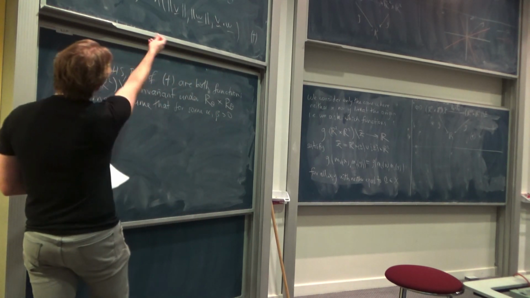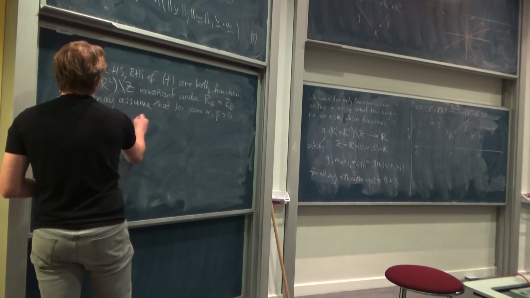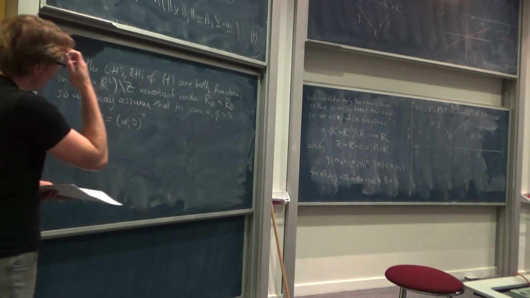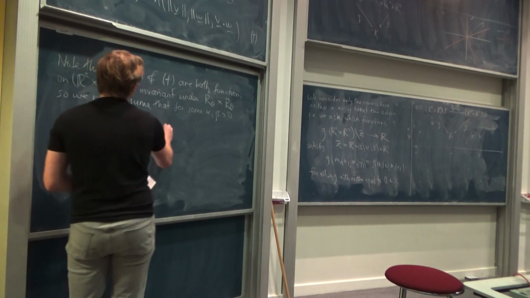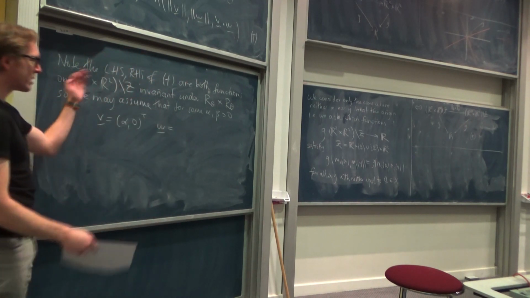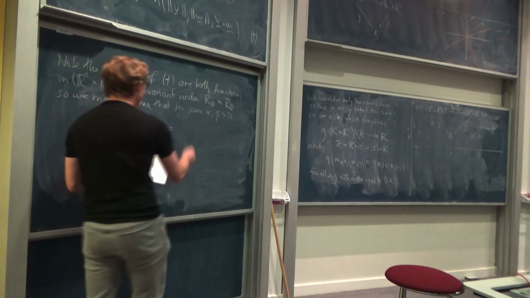So we just need to prove this equality in the case where V is of the form alpha, 0, that is, the second coordinate of V is 0, and where W, so that's the one that I've rotated to the x-axis, and the other one can be arbitrary. It can be anything it likes.